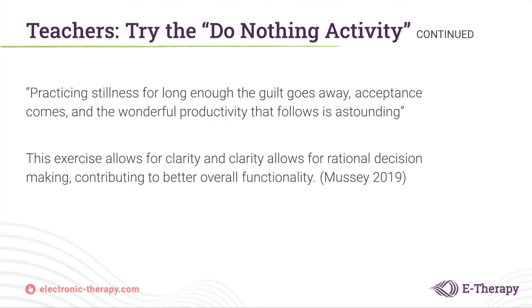But a recent study took a look at this idea of a do nothing exercise, and researchers found that practicing stillness for long enough that guilt goes away, then acceptance comes, and the wonderful productivity that follows is astounding. This exercise allows for clarity, and clarity allows for rational decision making, contributing to better overall functionality. So, what they found was that if we take those moments, say 5 minutes, to really pause and really do nothing, then we have the clarity to actually be even more productive after the exercise.